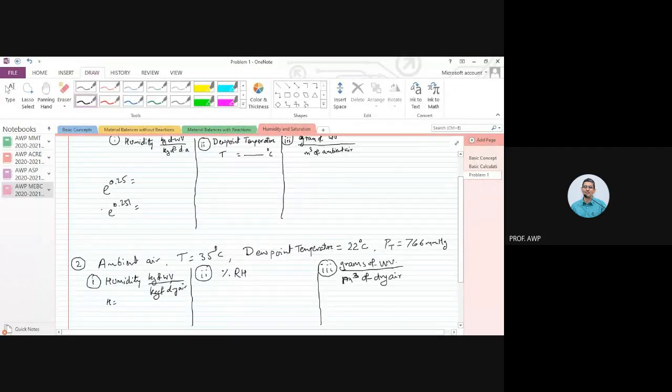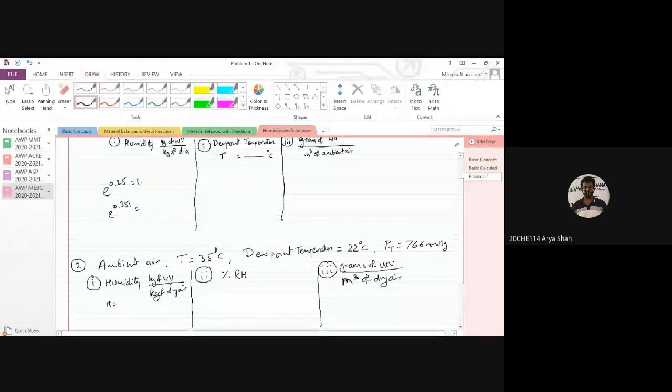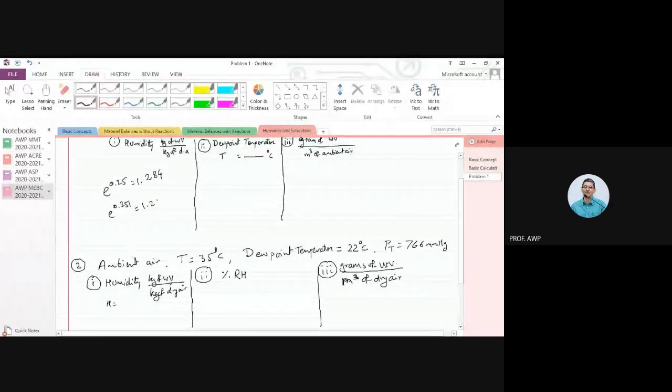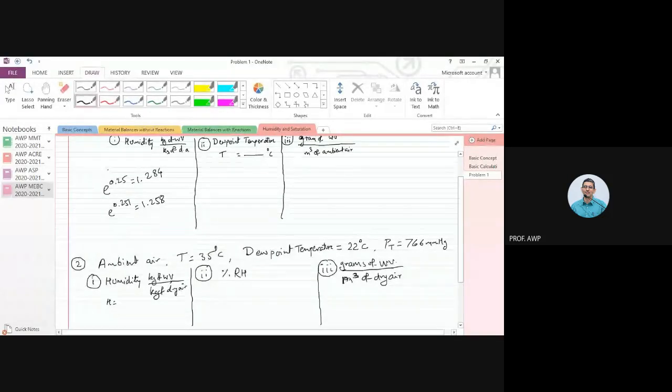e raised to 0.25 is 1.284, and e raised to 0.251 is 1.285. Now imagine that it was, let's say, 3.25, and now you are rounding it off to, let's say, 3.26. Now what is the difference?